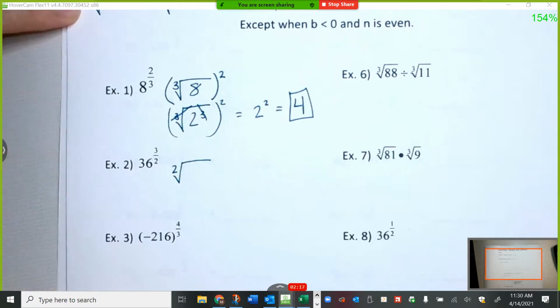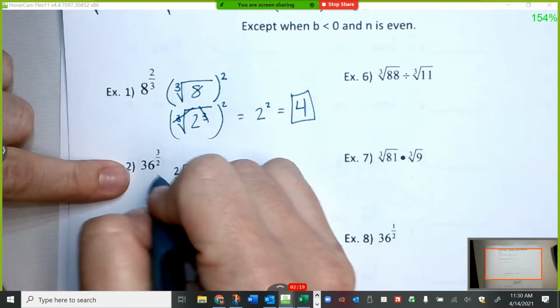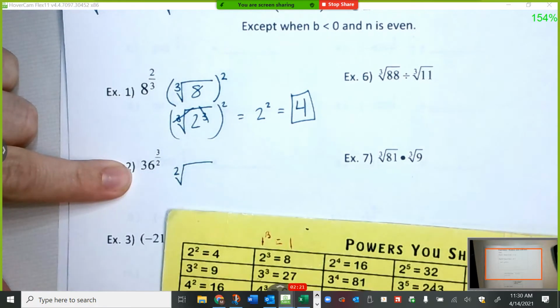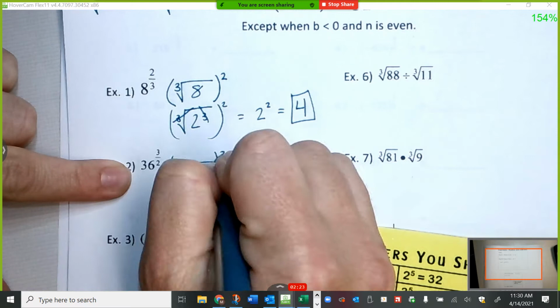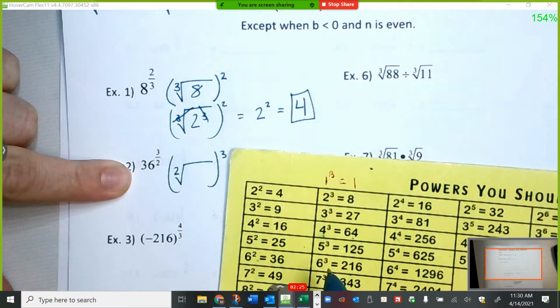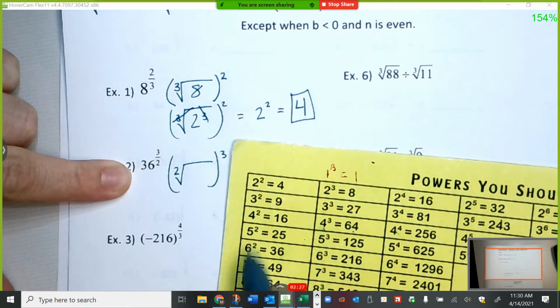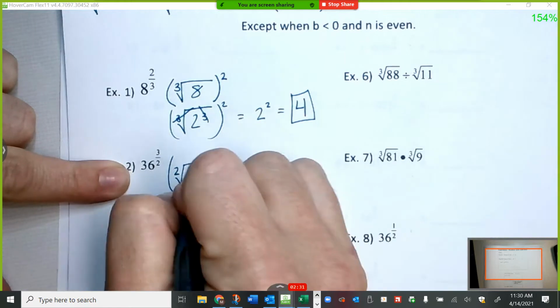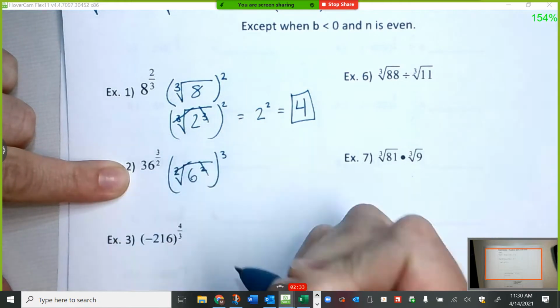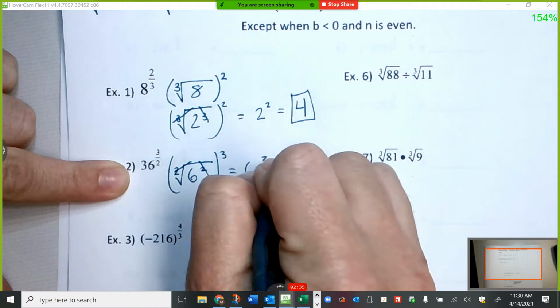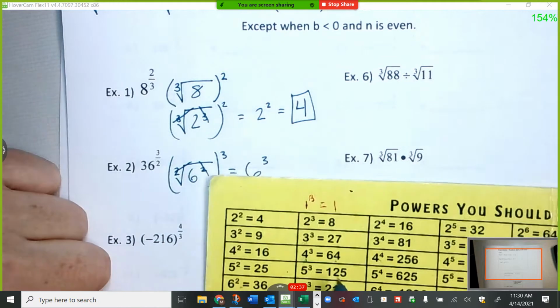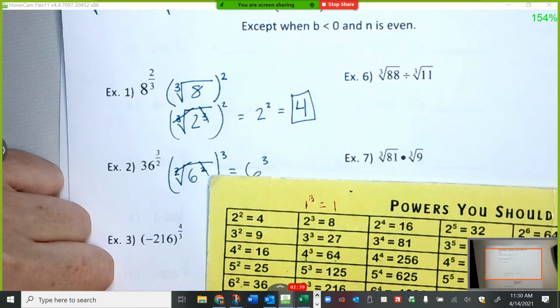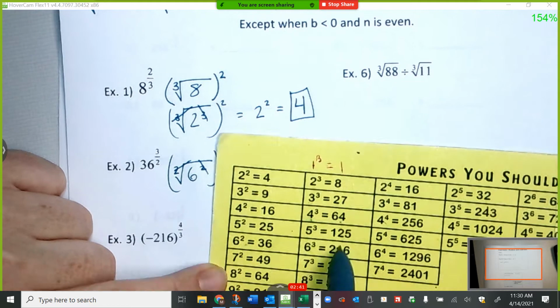Knowing that, we have 36. Well, what squared is 36? 6. 6 squared is 36. So the square root cancels the squared. And I get 6 to the third power, which you can also find on here is equal to what? 216.